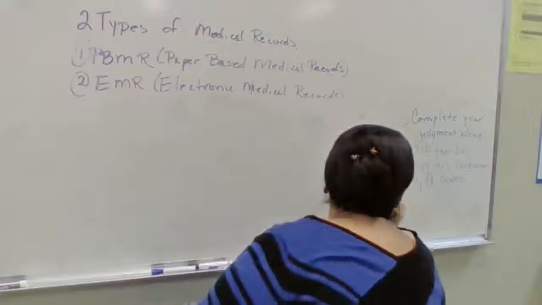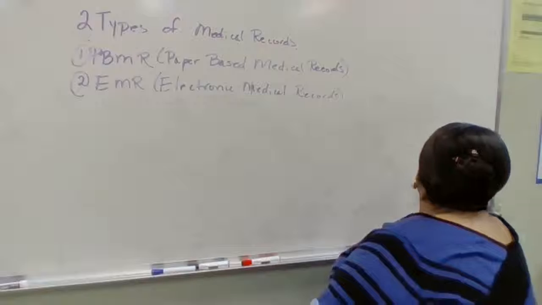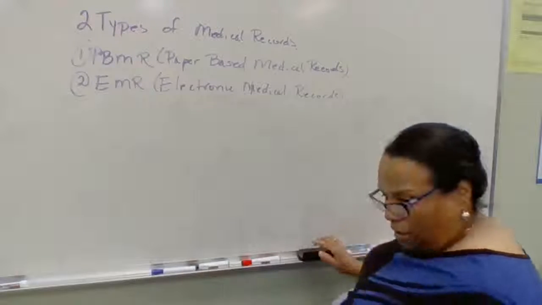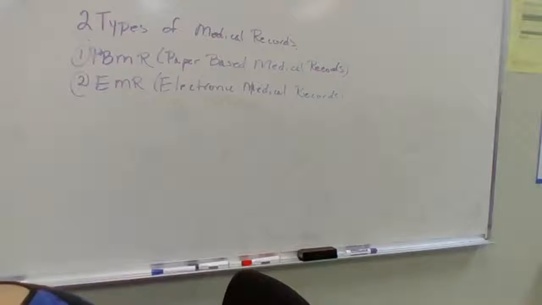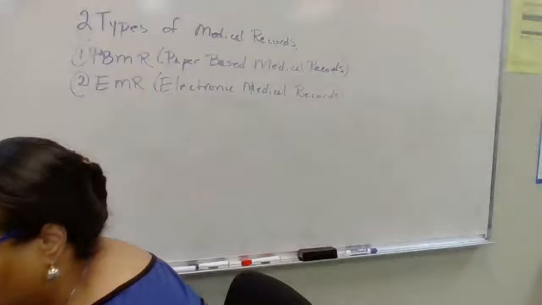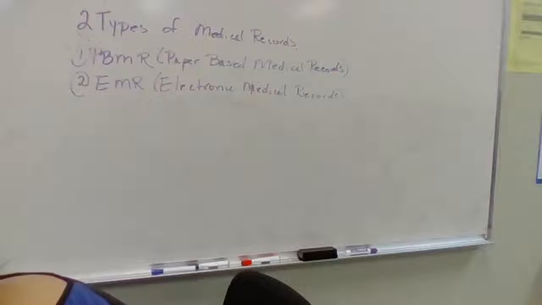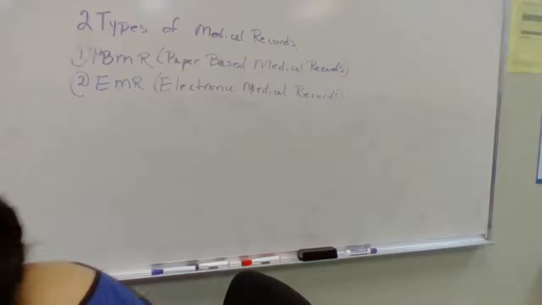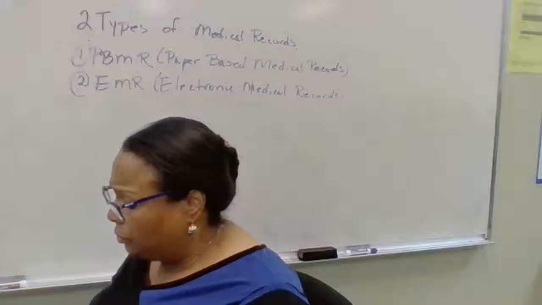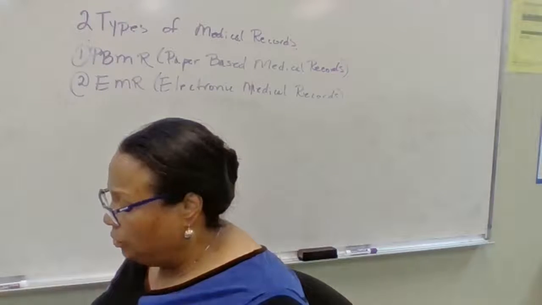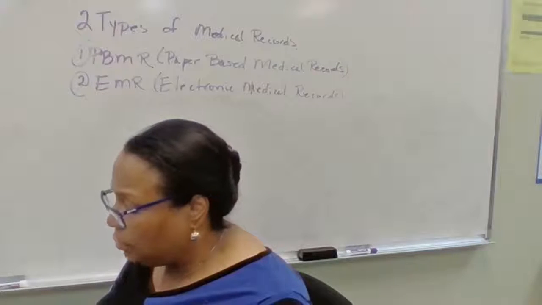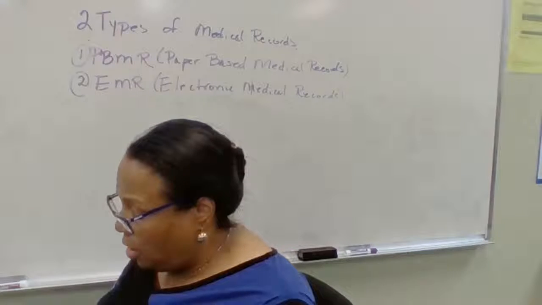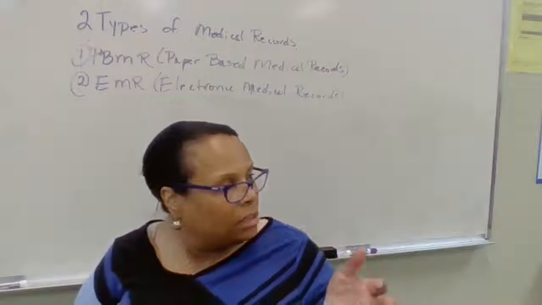These are descriptive elements that can be documented in HPI: location, quality, severity, duration, timing, context, modifying factors, associated signs. Okay, very good. Victor, next question. Place the body systems that are recognized for reporting of review of systems: constitutional, eyes, ears, nose, mouth, throat, cardiovascular, respiratory, gastrointestinal, genitourinary, musculoskeletal, integumentary, neurologic, psychiatric, endocrine, hematologic, lymphatic, and allergic and immunologic. Okay, very good. So all the systems of the body are listed there.